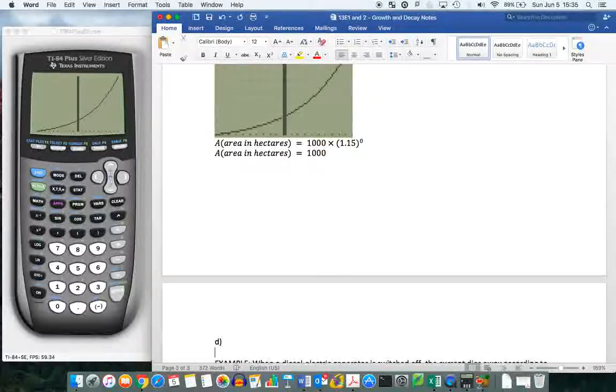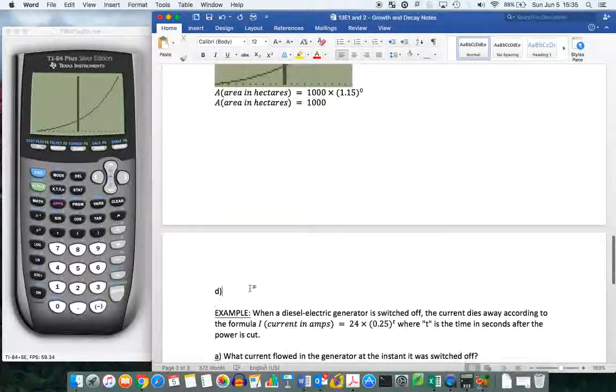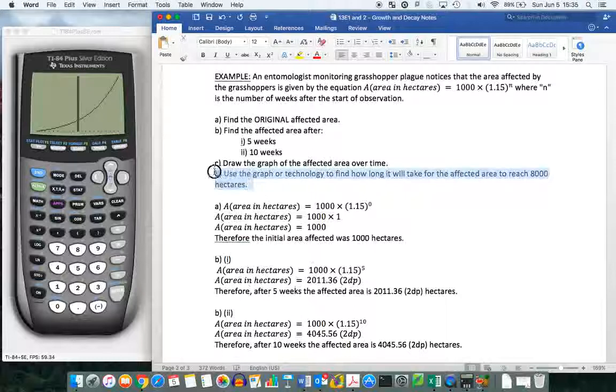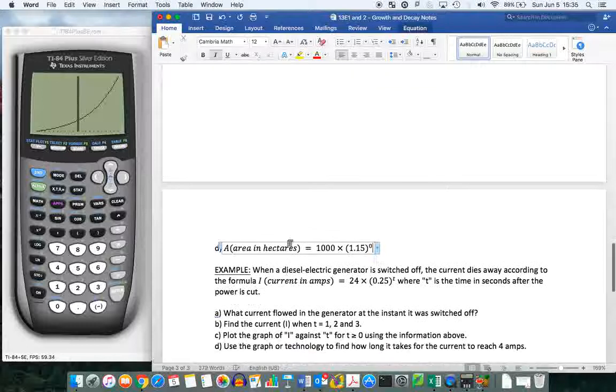D. Yes, this formatting is garbage. So what that's saying for question D, use the graphic technology to find how long it will take for the affected area to reach 8,000 hectares. So this time, we know we're interested in it being 8,000. We just want to know what x is going to be at that point.